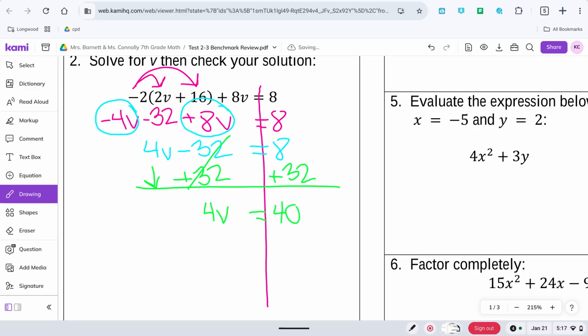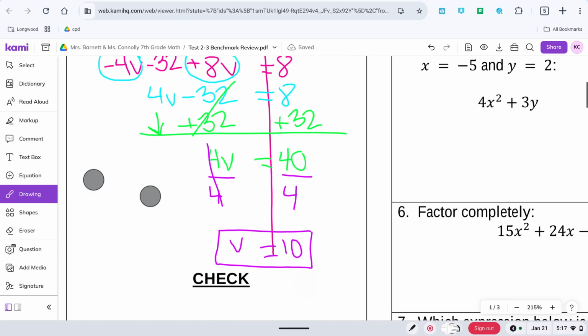And then we have to get rid of that 4. To get v completely alone, 4 and v are being multiplied, so to undo that, we'll divide both sides by 4. Getting on the left-hand side, the 4s cancel down to just 1, or v, and equals 40 divided by 4 is 10. Now it says to check our work.